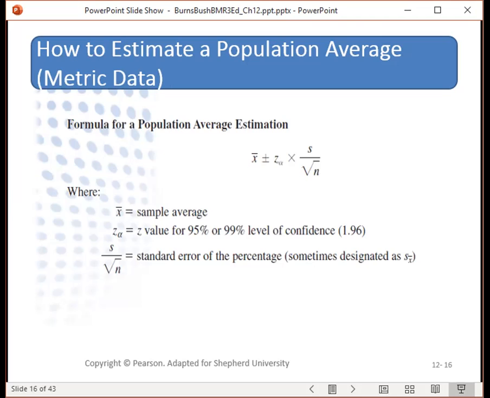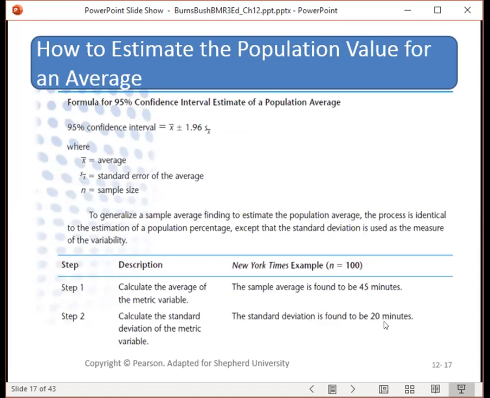What's different is with a quantitative variable, we calculate standard error a little differently than we did with the percentage or categorical variable. Then of course we get our limit factor by multiplying the standard error by the Z factor, and we subtract that from our sample average to get the lower bound, and we add it to our sample average to get the upper bound of our population estimate. So let's go through this step by step, just like we did for our percent calculation for categorical variables.